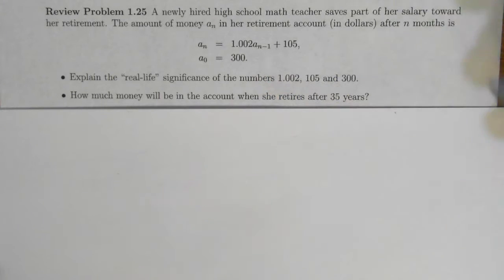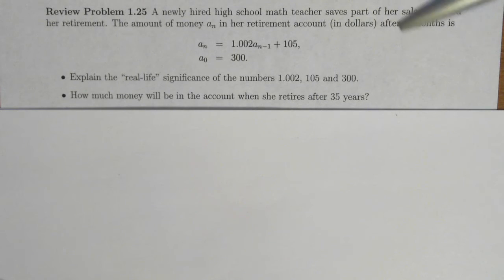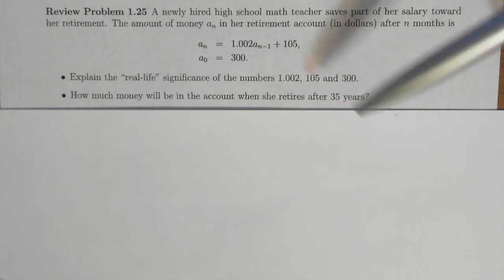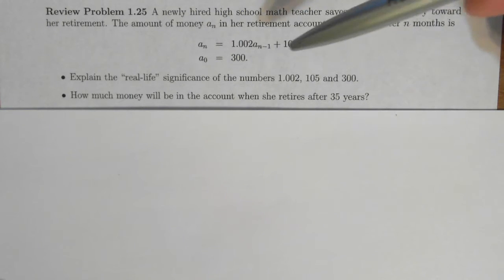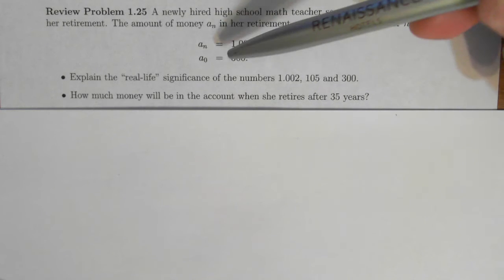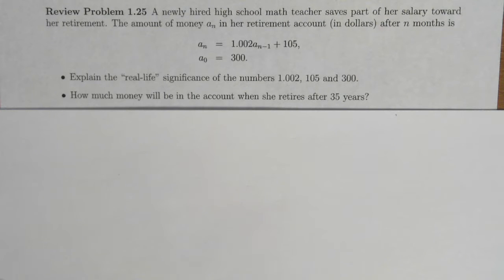All right, let's talk about this review problem. We have somebody that is saving for retirement. The recurrence relation for the amount of money in the retirement account follows a sub n equals 1.002 times a sub n minus 1 plus 105, and a sub 0 is equal to 300.